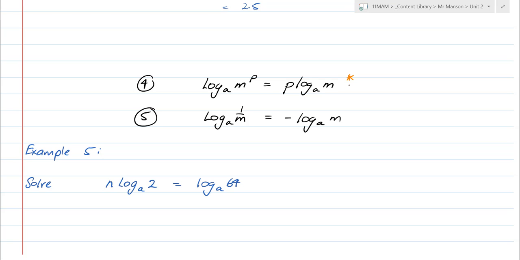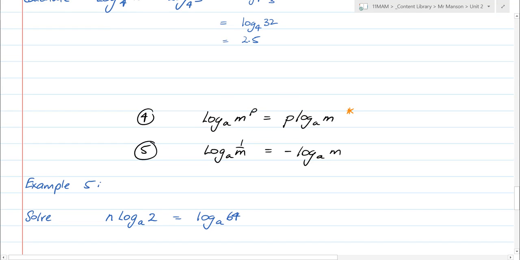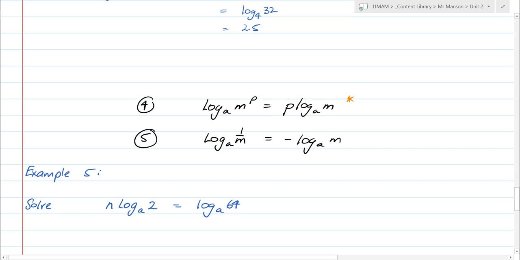So what we're saying is if there's a power inside that log, then you can bring that out the front. It actually would have helped us in solving the previous question. Would it have? No, maybe not, because the 32 is there. But possibly. So if there's a power, you can bring that as a multiplier at the front.